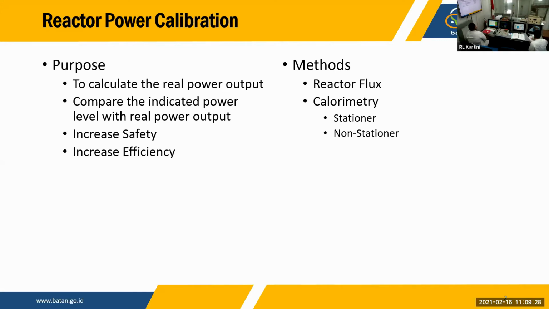The second method that can be done in research reactors is named calorimetry. There are two methods of calorimetry. First of all is stationary calorimetry, and the second one is non-stationary calorimetry. Those two methods are similar, but they have some differences in the way we conduct the experiments. In one of them, we turn off the cooling mechanisms for the reactor, while in the other, we just take a look at the flow rate and compare the flow rate with the differences in the heat exchanger efficiency in taking the heat, and then we can calculate the power generated by the reactor.